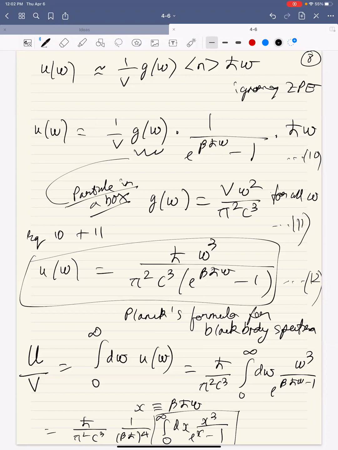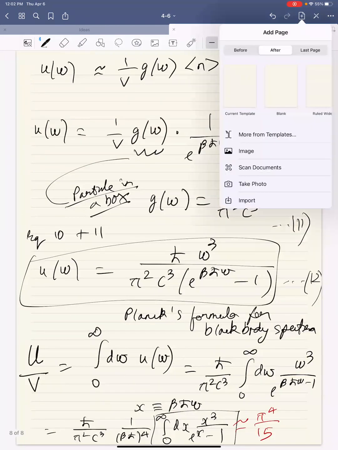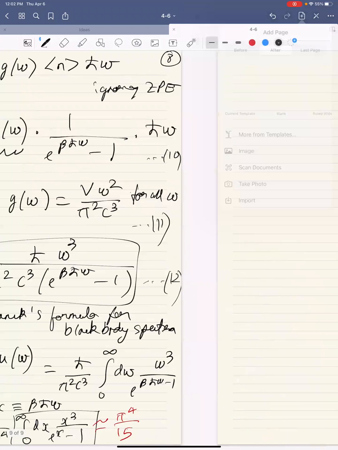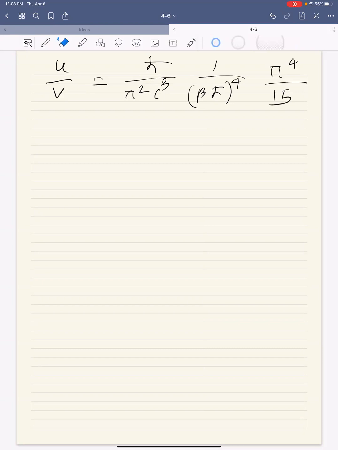No one, it shows up a lot. It's got a bizarre value. This integral is pi to the power 4 by 15. So what have we just shown? We have just shown that capital U by V is pi square, h cut by pi square c cube 1 by beta h cut to the power 4 pi to the power 4 by 15. It's approximately true, but to a high precision.